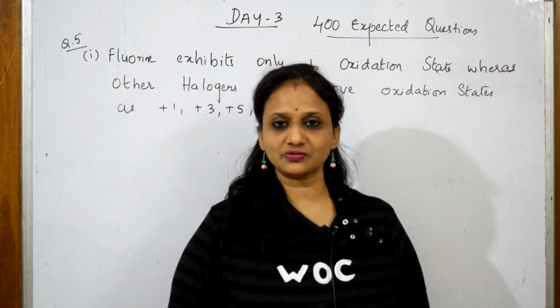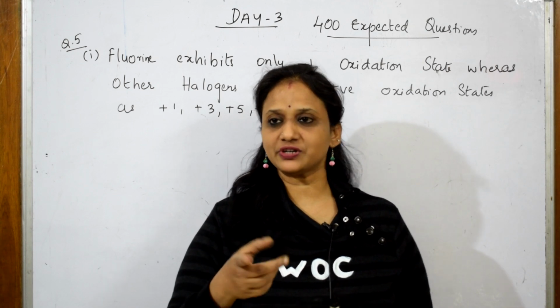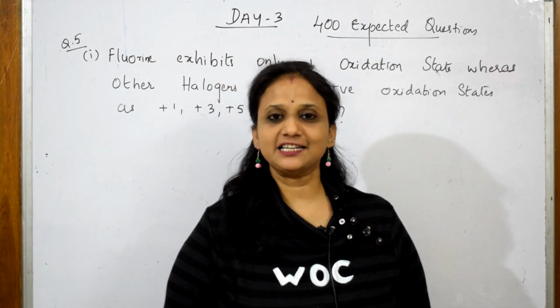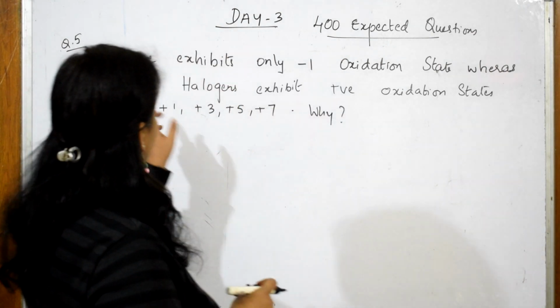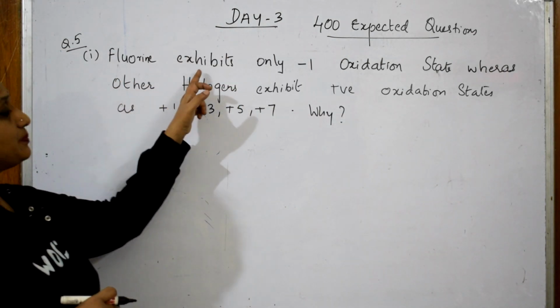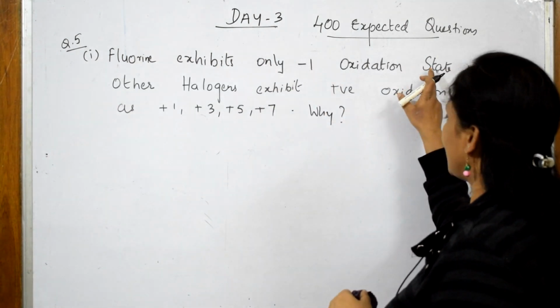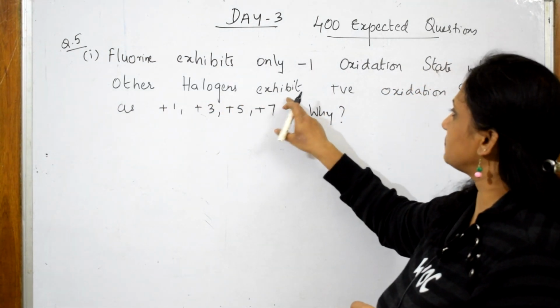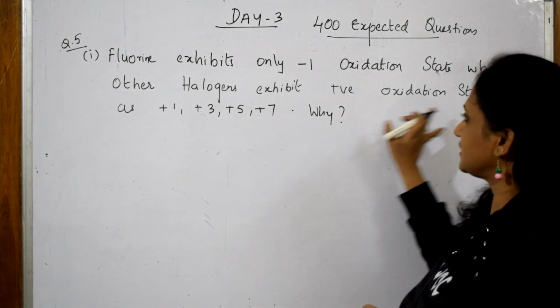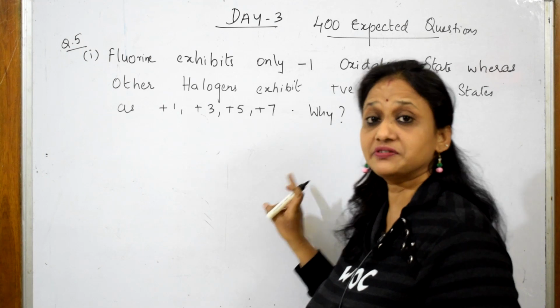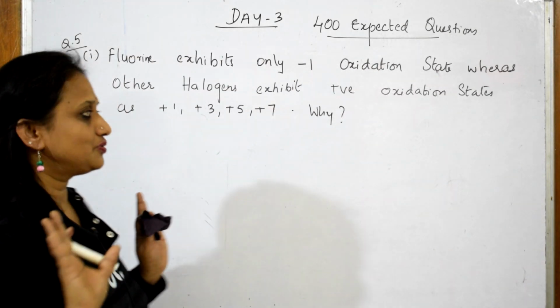So take out your book, students, take out your pen, keep it ready, write it. Day 3, 400 expected questions. Let us read the question. Yes. So question says fluorine exhibits -1 oxidation state. Whereas other halogens exhibit positive oxidation states as +1, +3, +5, +7. Why? Simple question. Don't get confused.